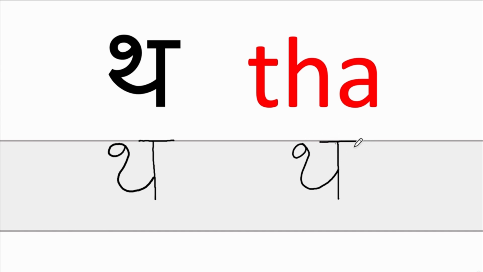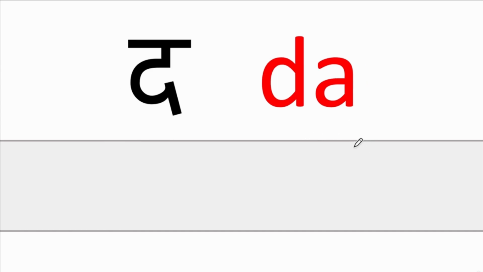This is how we write tha. Moving on to the next. This consonant is pronounced as da. Now let's see how to write da. It's again one of the easiest consonants in the Nepali language. Let's see one more time.